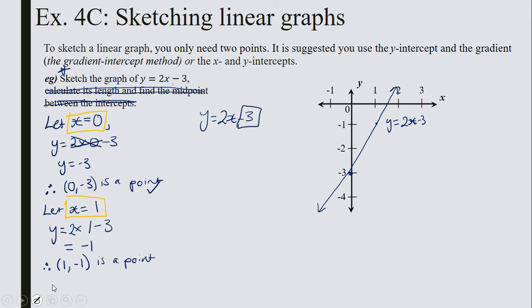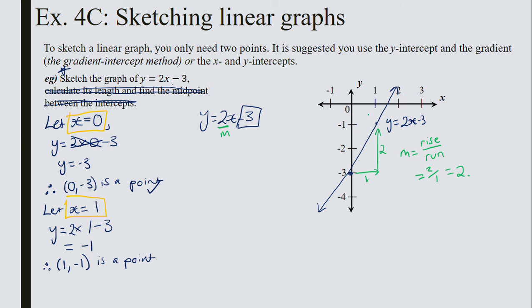Finally, the gradient. Here, the gradient was 2. I'm starting here at the y-intercept. If I go across 1 and up 2, I get a gradient of rise over run, and we'll be covering this, I think, in the next exercise, which is 2 over 1 or just 2. So that's also where that number comes from. So you wouldn't even have to do this if you didn't want.